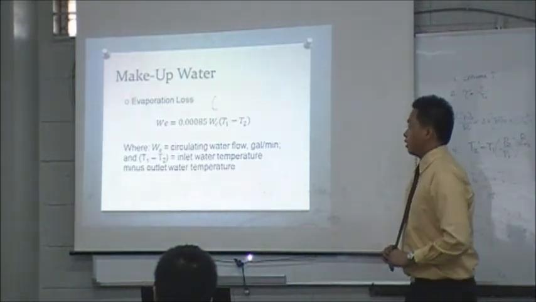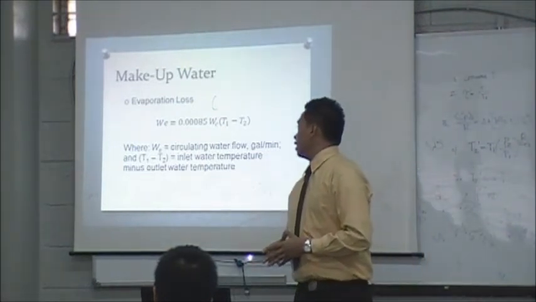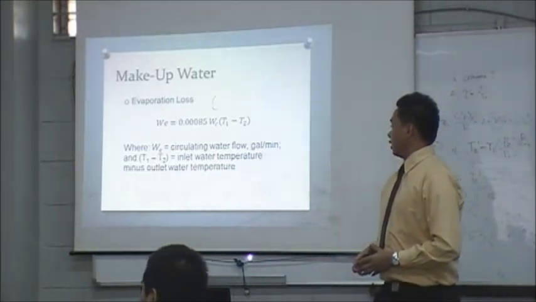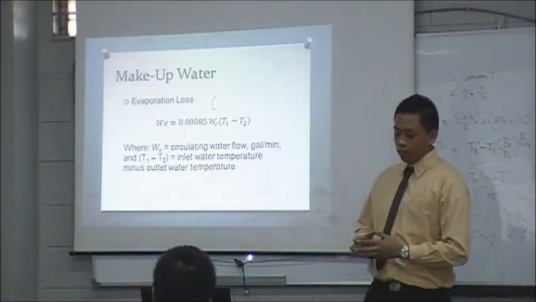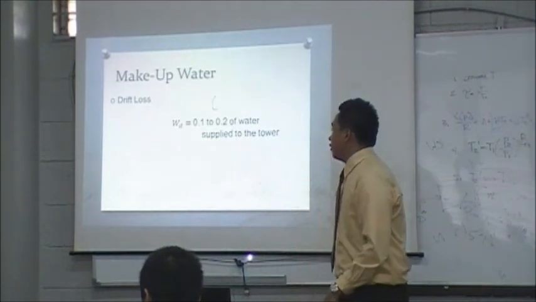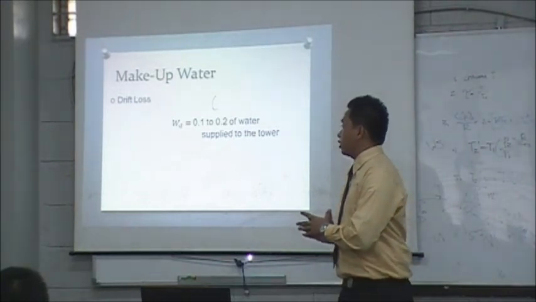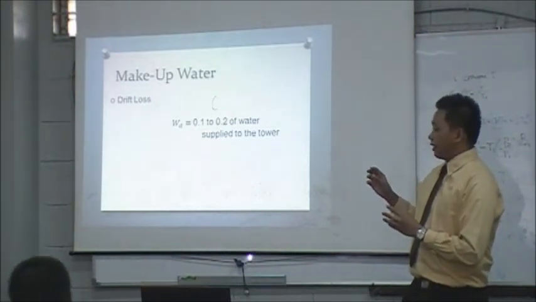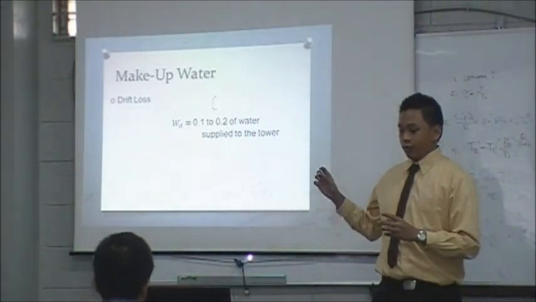So here's the equation to determine how much water should be provided for the evaporation loss. WE is equal to 0.00085 times the circulating water flow times the inlet water temperature minus the outlet water temperature. So basically, the evaporation loss constitutes the heat exchange inside the cooling tower. Then the drift loss can be approximated as 0.1 to 0.2 of the water supply to the tower. So it is about 0.1 to 0.2 of the total water being supplied inside the cooling tower.